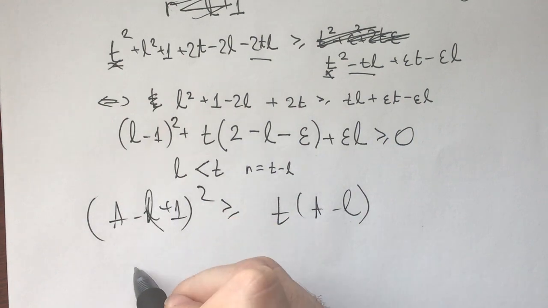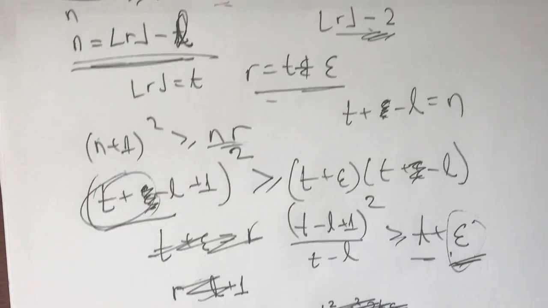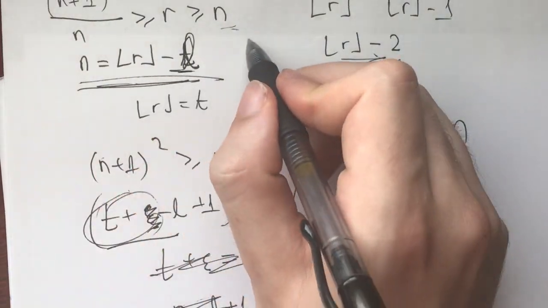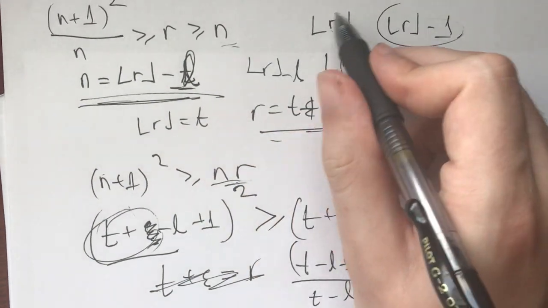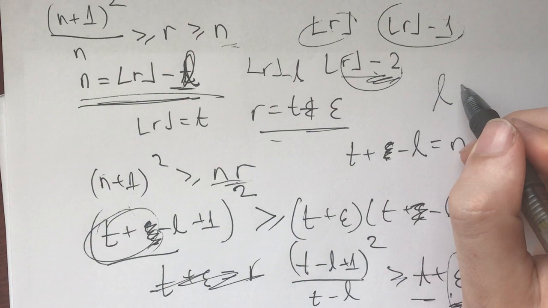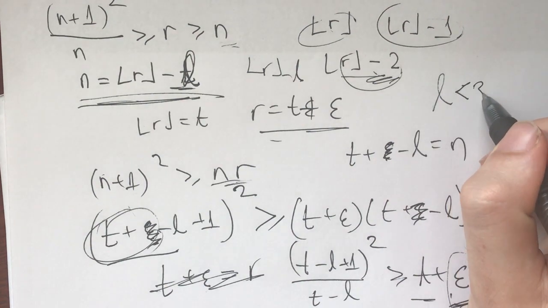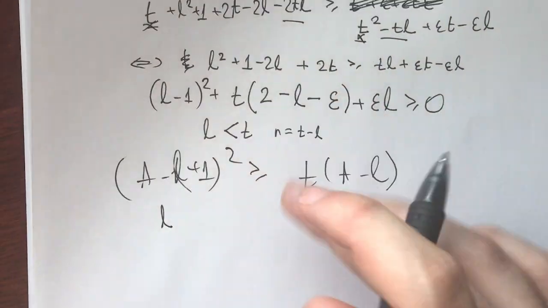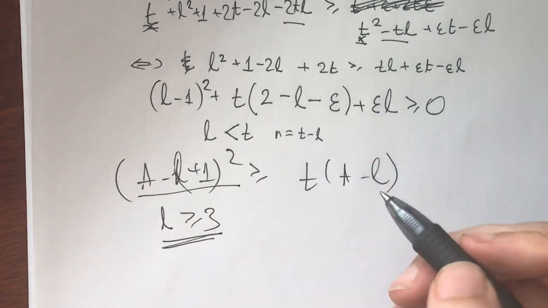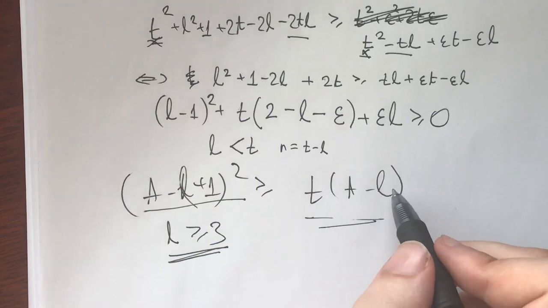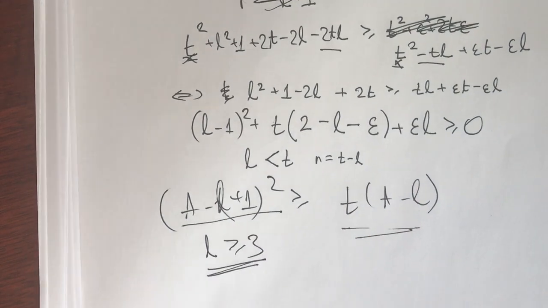For our L, what do we say? We said n is equal to the floor of r minus L, and we saw that these work. So we need to show that L needs to be less than 3. So now let's assume the contrary: L is greater than or equal to 3. And then what does this give us? Does this give us a quick contradiction? That is the question now.